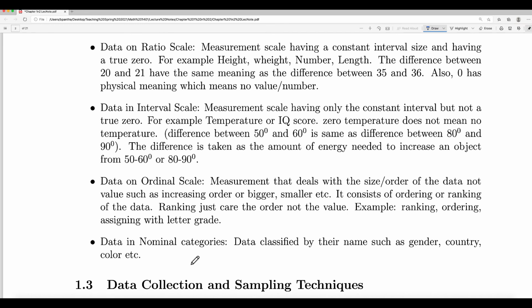And data on nominal scale is data classified by name, such as gender, country, color, etc. So that is the data in nominal categories.